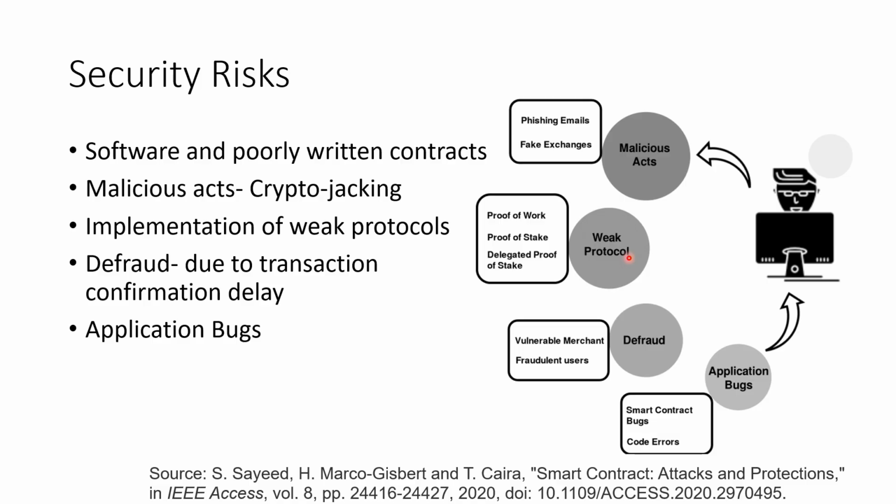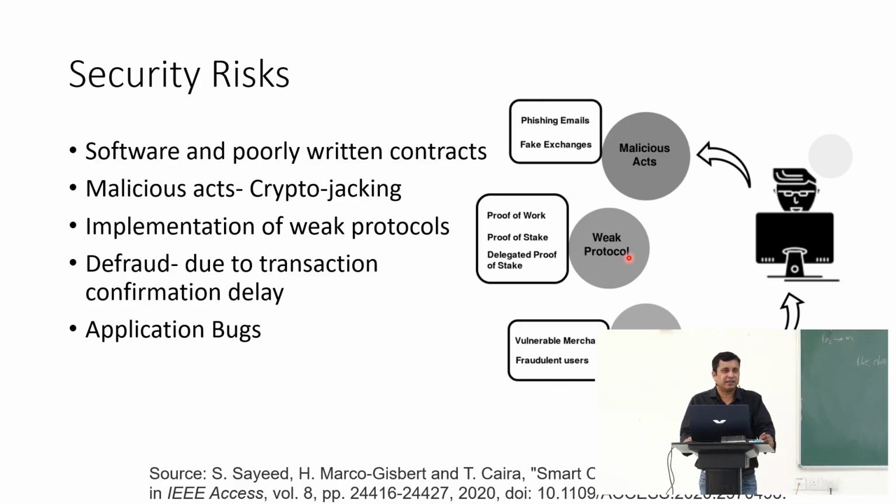So these are the weak consensus protocols which are being implemented. Already in one of the lectures, Professor Roman has covered selfish mining, vector 76 attacks, such attacks, or I can say double spending. All these attacks are happening due to the weak consensus protocol. Coming to the defraud.